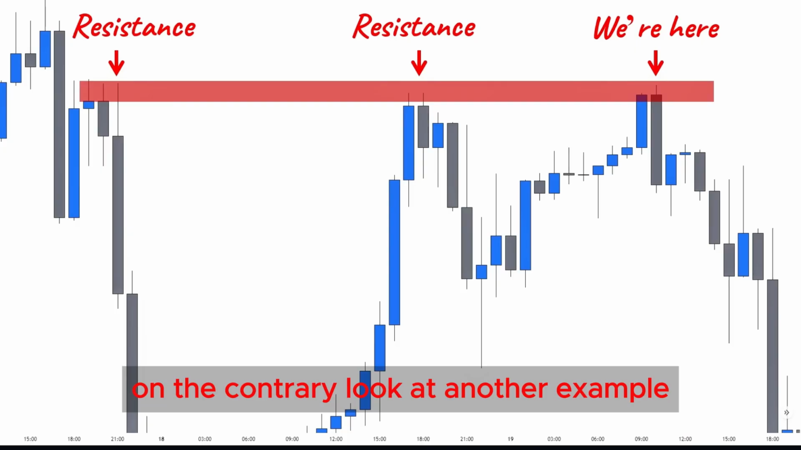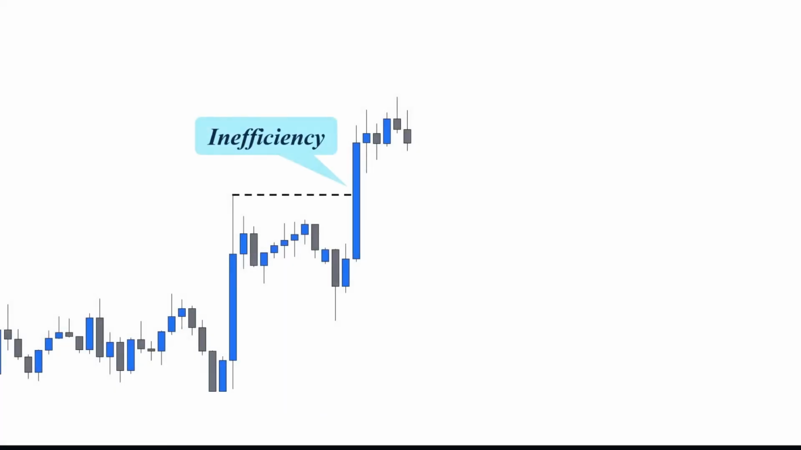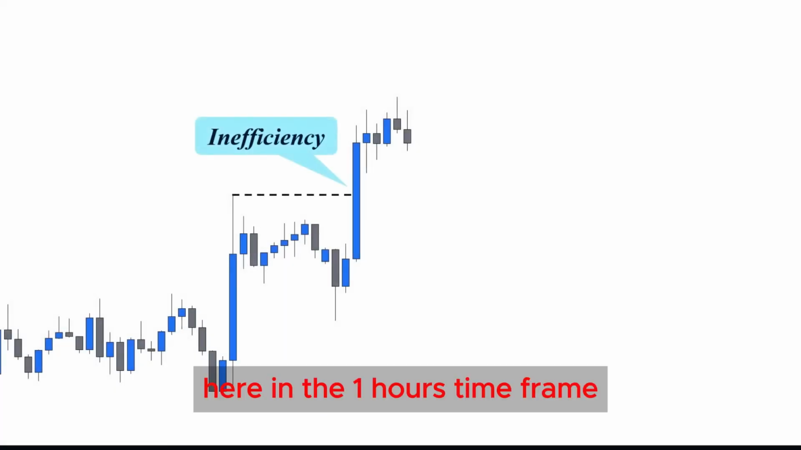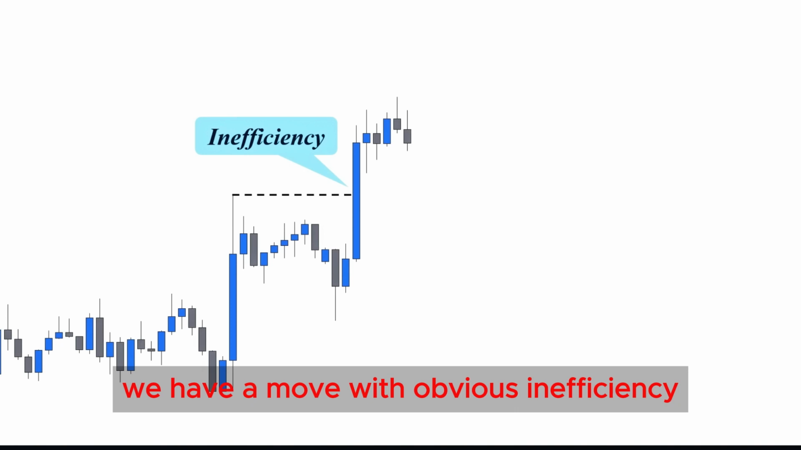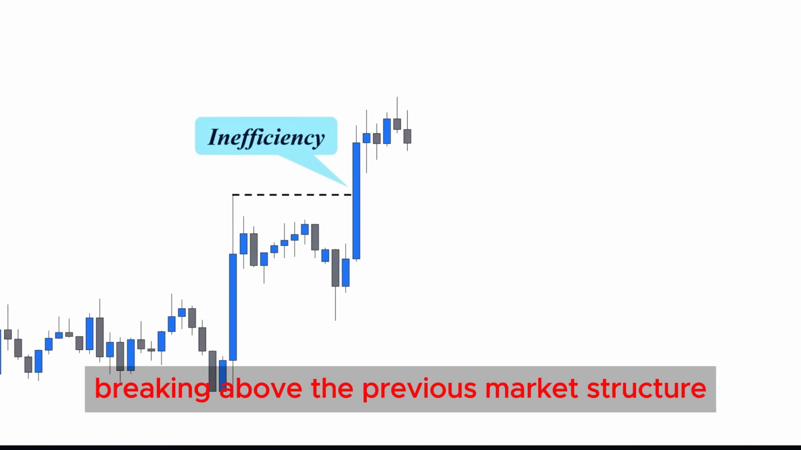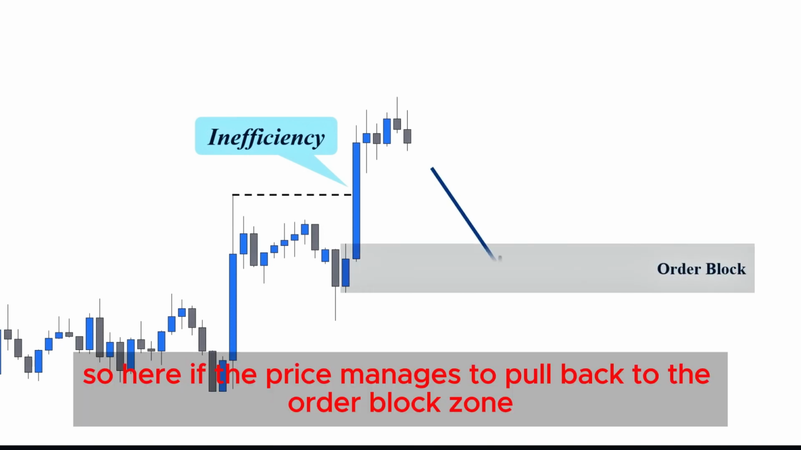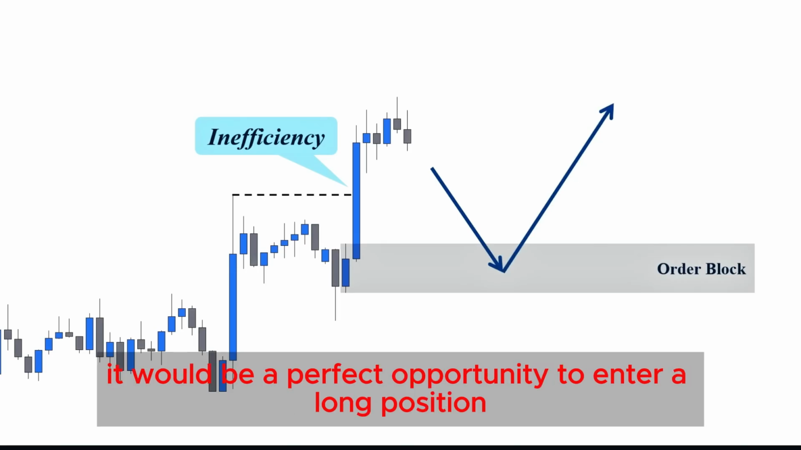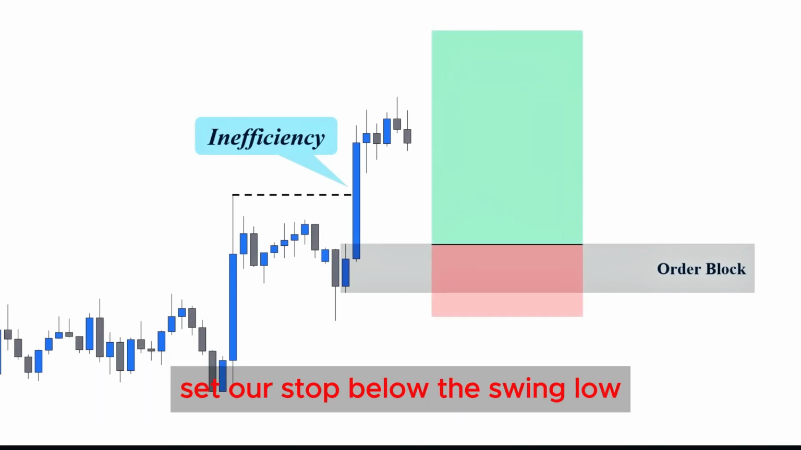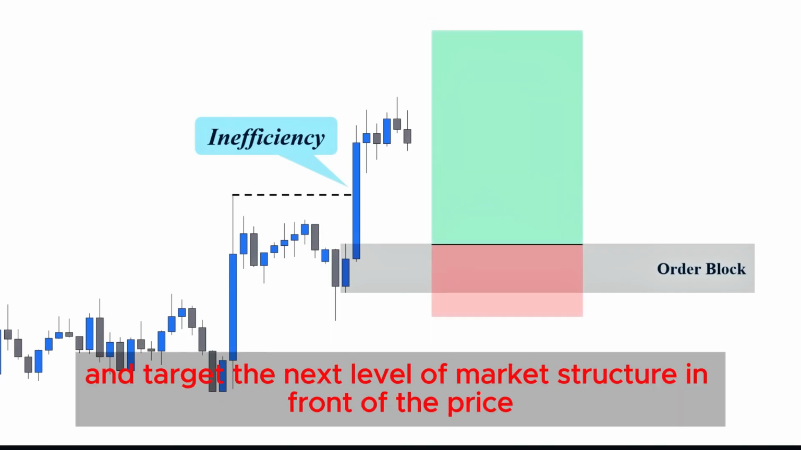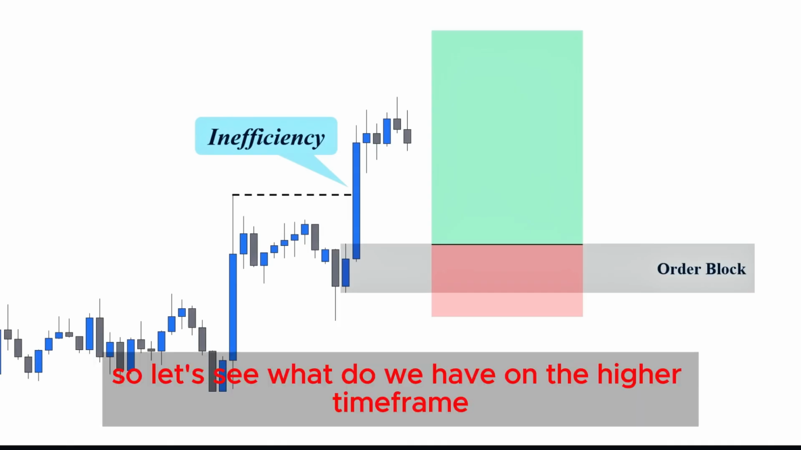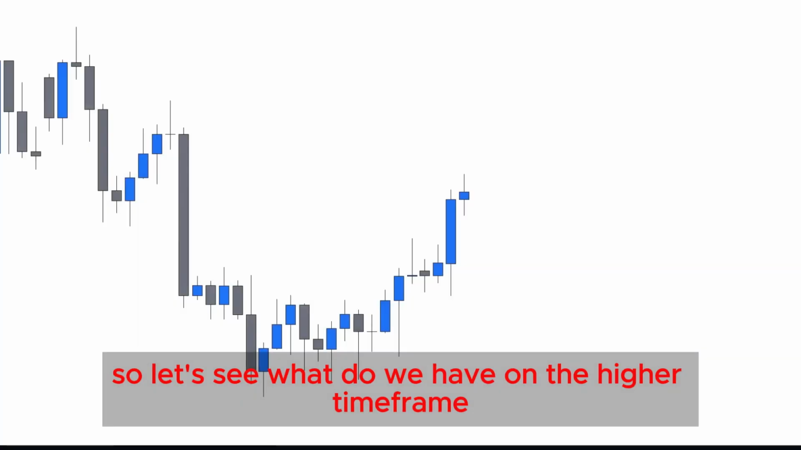On the contrary, look at another example. Here in the 1 hour time frame, we have a move with obvious inefficiency breaking above the previous market structure. So here, if the price manages to pull back to the order block zone, it would be a perfect opportunity to enter a long position, set our stop below the swing low, and target the next level of market structure in front of the price. So let's see what we have on the higher time frame.